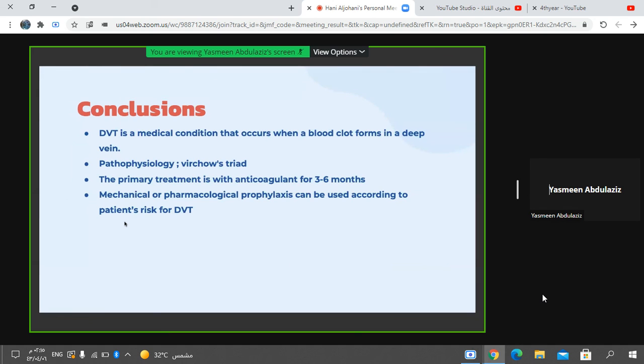Okay. In conclusion, deep vein thrombosis is a medical condition basically when a clot forms in the deep vein, and the pathophysiology is the Virchow triad. Can anyone remind us what the Virchow triad is? Noura: Stasis, hypercoagulability, and endothelial injury. Yes, and the primary treatment is anticoagulation for up to 3 months or more, and mechanical and pharmacological prophylaxis are suggested to be used according to the patient's risk.